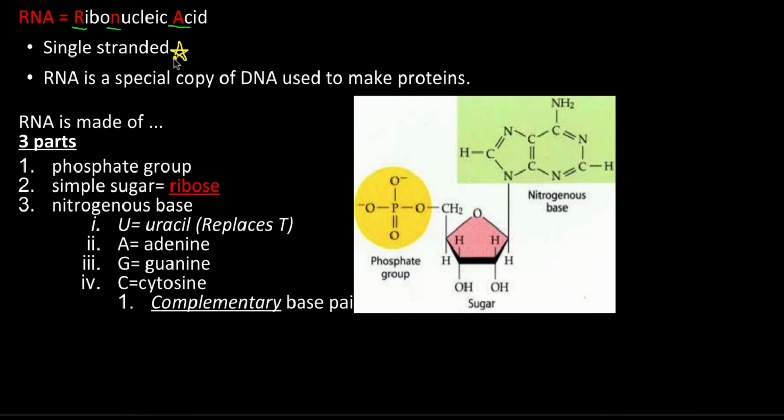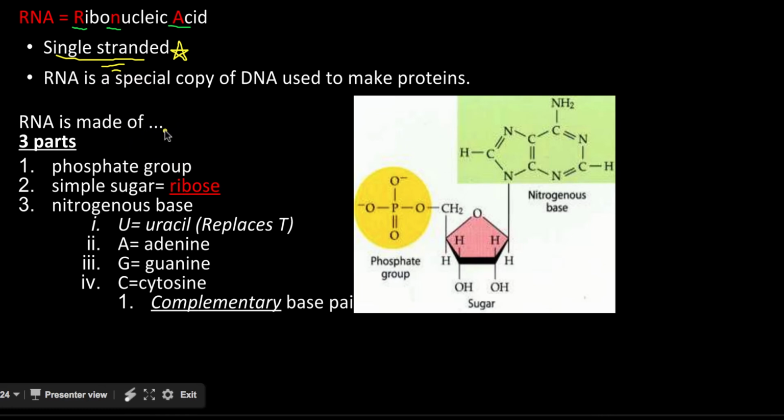All right, it is single-stranded. That's a really important concept to understand, that when we refer to DNA, we're always talking about two strands in that anti-parallel nature. When we start talking about RNA molecules, we're talking about just one single strand. There's no complementary pair to it. RNA is a special copy of DNA, basically used to make proteins. So we go from DNA to RNA, and we'll get into that process in more detail.